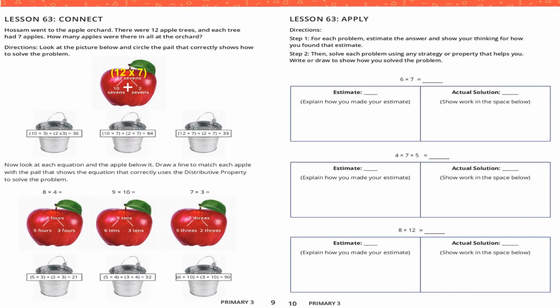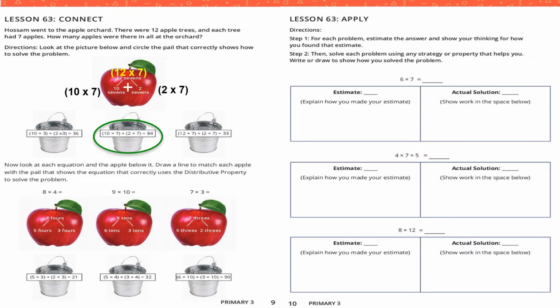10 sevens means what? 10 times 7. 2 sevens means what? 2 times 7. Which pail gives me the same distribution for this equation? The first pail, 10 times 3 plus 2 times 3. Do we have any 3's here? No. So it's wrong. The second one, 10 times 7 plus 2 times 7. Is it correct? Yes, sure, it's correct.